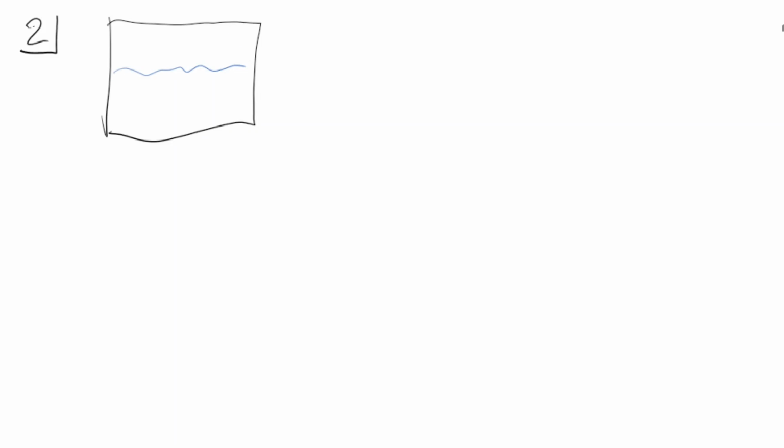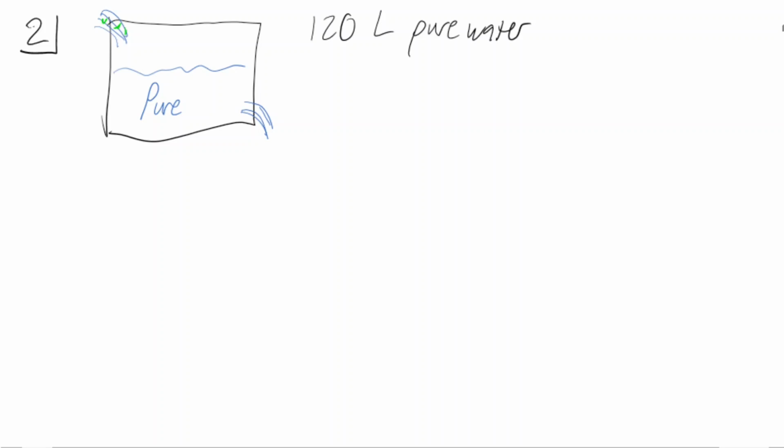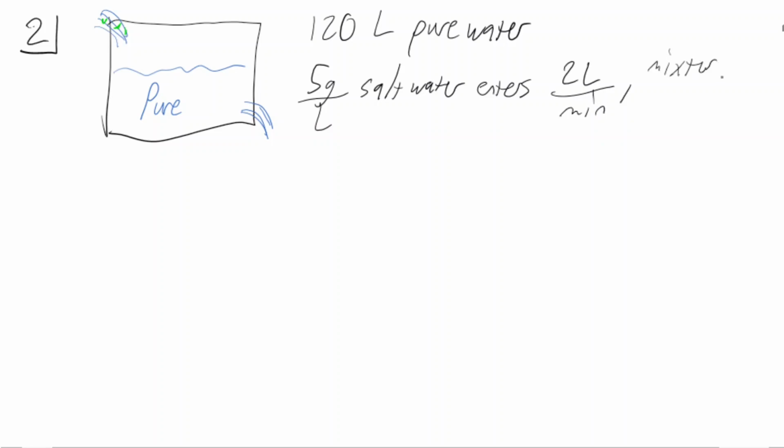Now let's do a few other examples that are similar to the one we just did. There'll be different iterations. For the second example, we'll flip the problem on its head, and instead of pouring pure water into a salt water mixture, we're going to pour salt water into a pure water mixture. So we're going to start with a 120 liter tank of pure water, and the salt water mixture that we mix in is going to have 5 grams per liter, and it's going to enter at a rate of 2 liters per minute. And then we're going to let the mixed water from the tank leave at a rate of 2 liters per minute.